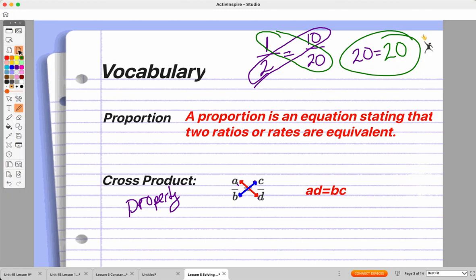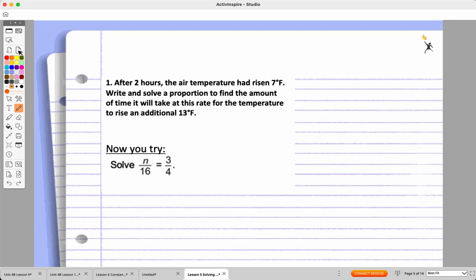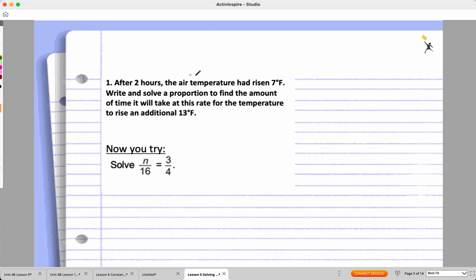And that's really what we're going to look at today: if I have 3 of the 4 parts of a proportion, I can find the fourth. So for example, our first problem says after 2 hours, the air temperature had risen 7 degrees. So that's our first ratio, 2 hours, 7 degrees. So we're setting up our ratio as time over temp. One of the things you have to do when you set up a proportion is to keep that relationship, time over temp, the same. So the top on the next one has to be time, and the bottom has to be temperature.